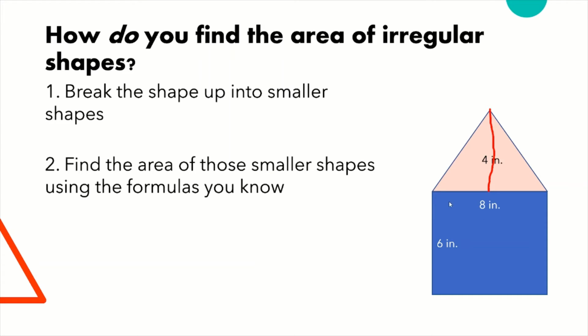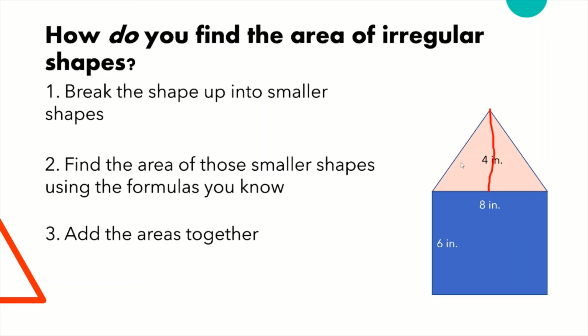Now we found the area of this triangle. Now we need to find the area of this square. Squares are pretty easy. All you need to do is length times width. So the length in this rectangle, actually this is not a square, this is a rectangle. The length in this rectangle is 8 inches, and the width of this rectangle is 6 inches. 8 times 6 equals 48. Yay, we figured out the area of both of these separate shapes.